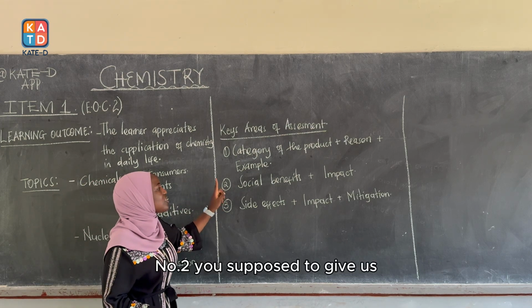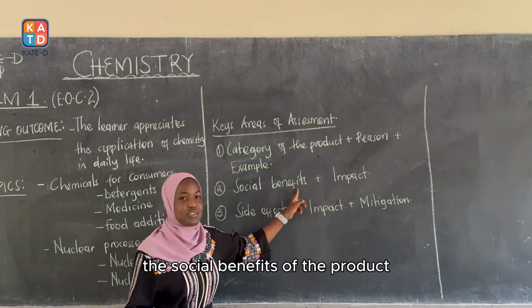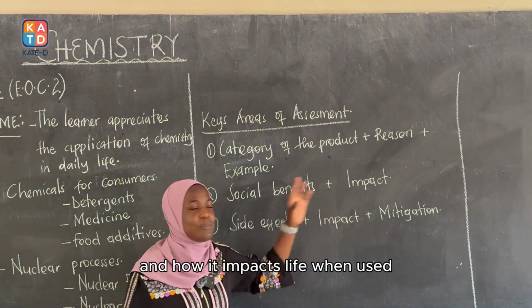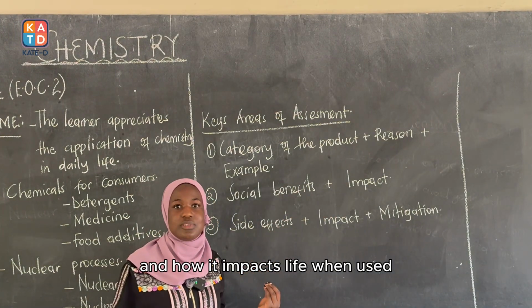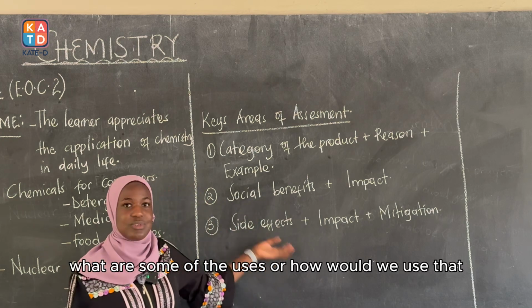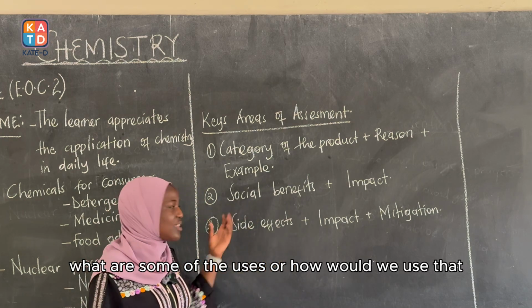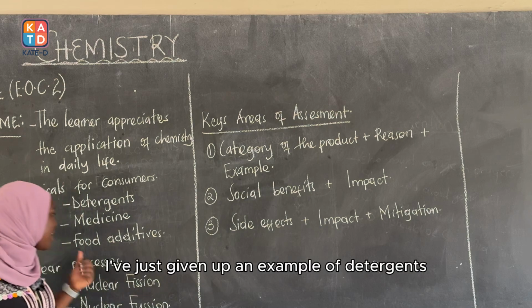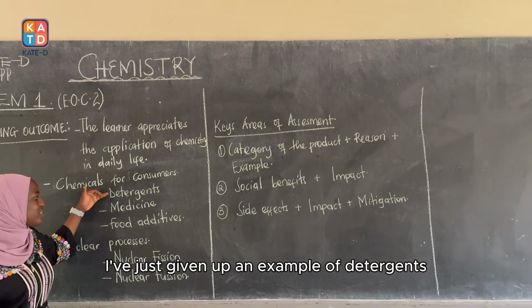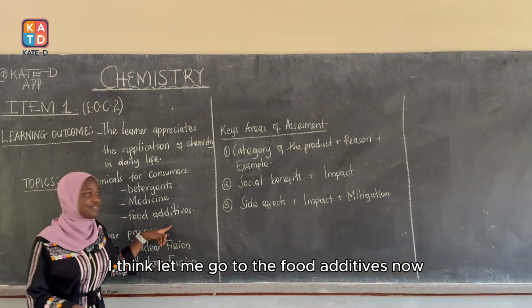Number 2, you're supposed to give us the social benefits of the product and how it impacts life when used. What are some of the uses, or how do we use that product you're talking about? I've just given an example of detergents. Let me go to the food additives now.